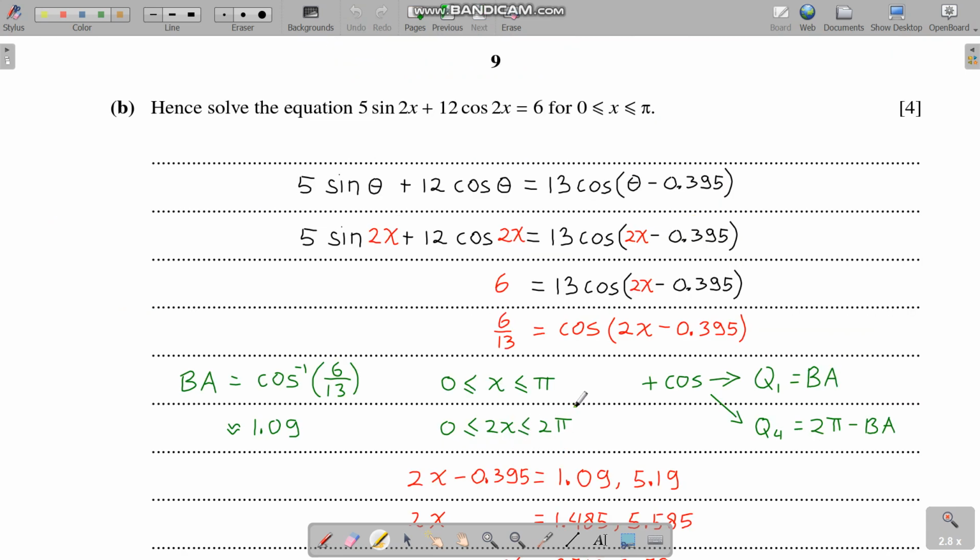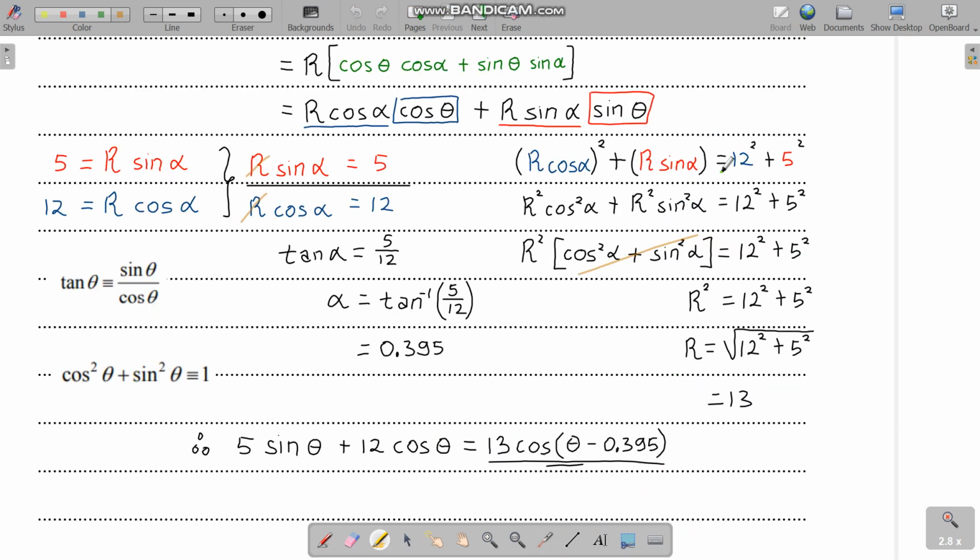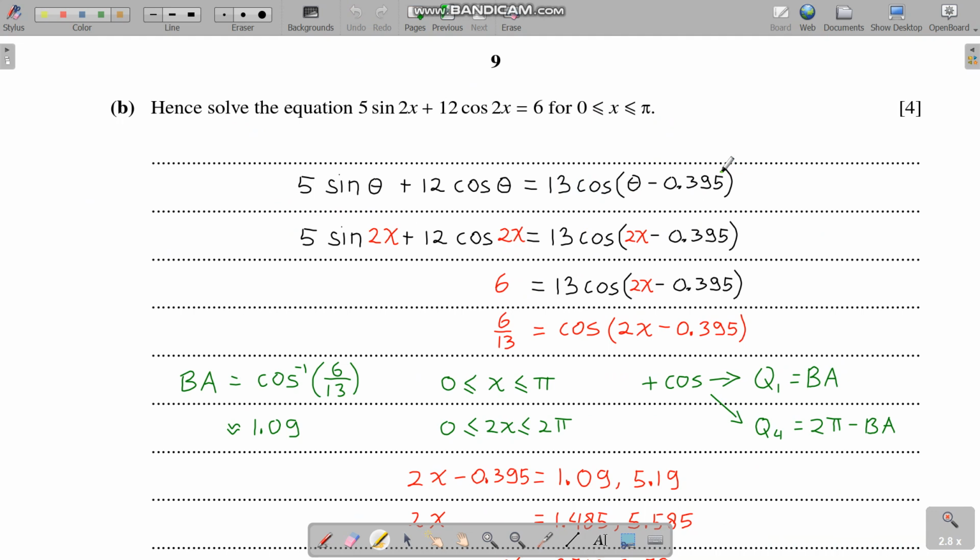Now hence solve the equation. First of all, from the first part we know that r is 13 and alpha is 0.395. In the next part, instead of theta they use 2x. So if you replace theta with 2x, of course you have to replace this theta with 2x also. Now we know that this guy is 6, so we're going to replace this left hand side with 6, and then we can divide 13 both sides.